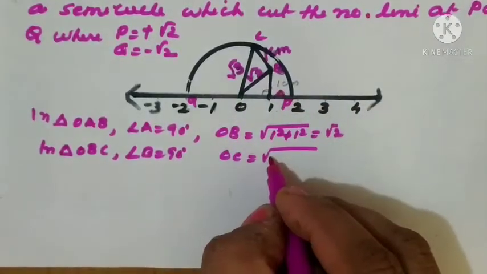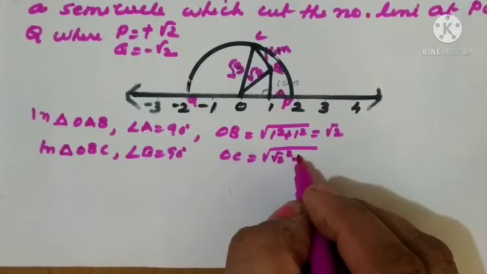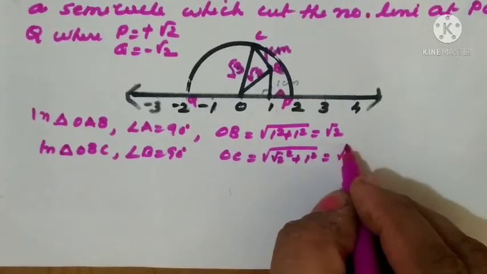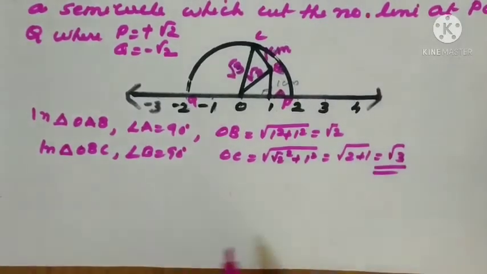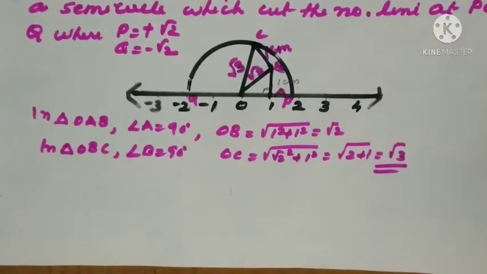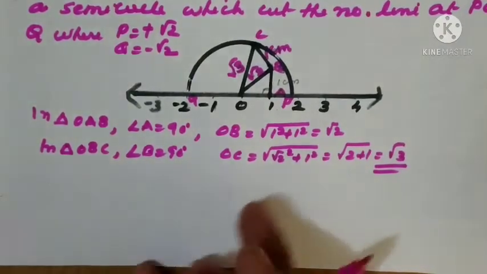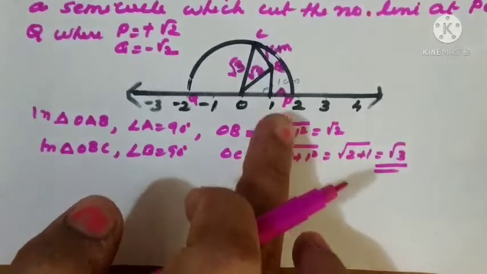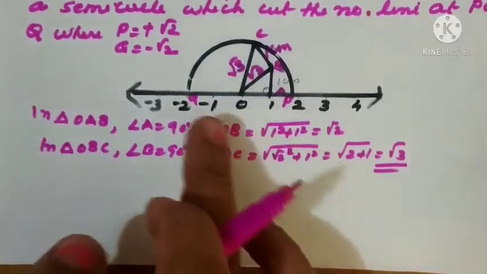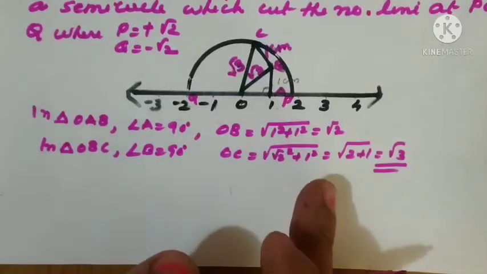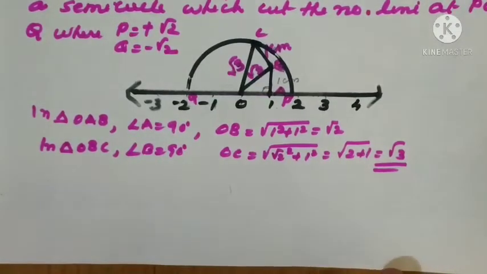So root 2 square plus 1 square. So 2 plus 1, that means root 3. So OC as the radius means root 3 as the radius. With this only we are completing the semicircle and we are getting the point P. Usually the right side is compulsory, the left side you can complete, that's all. It is close to the value 2 only because we know that root 3 equals 1.73 only.